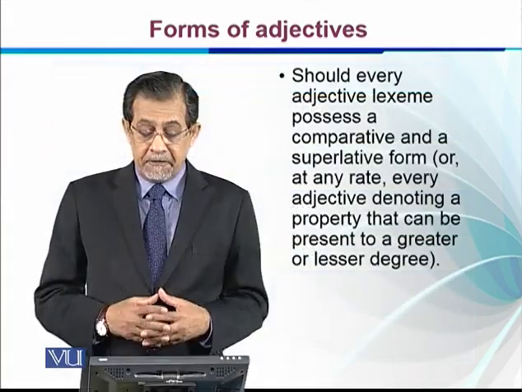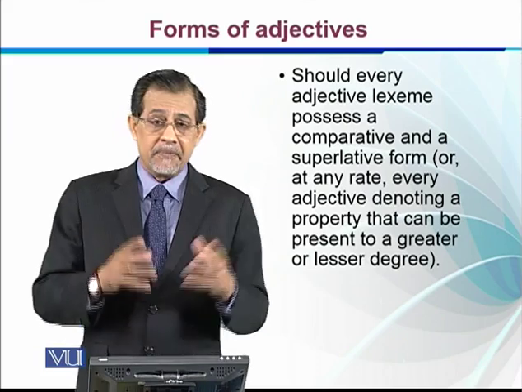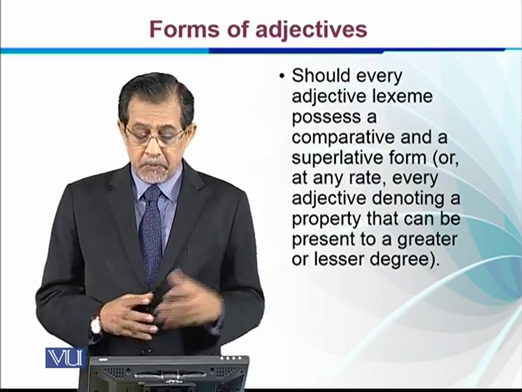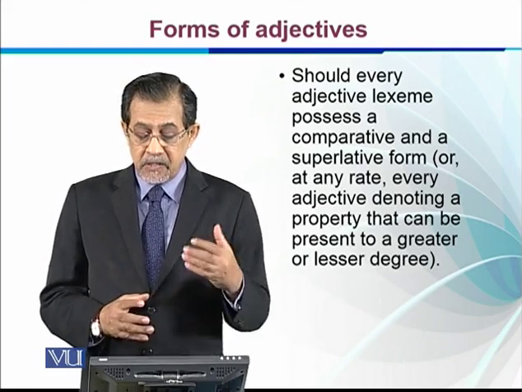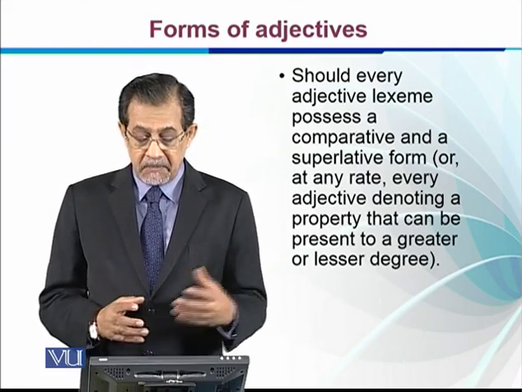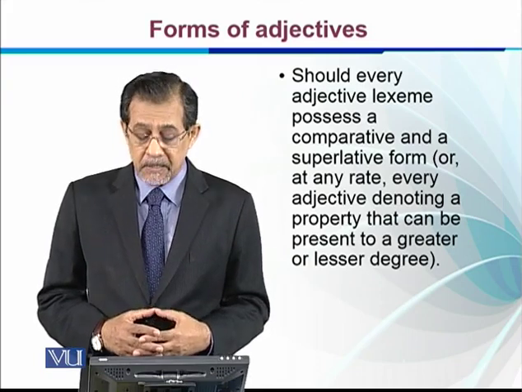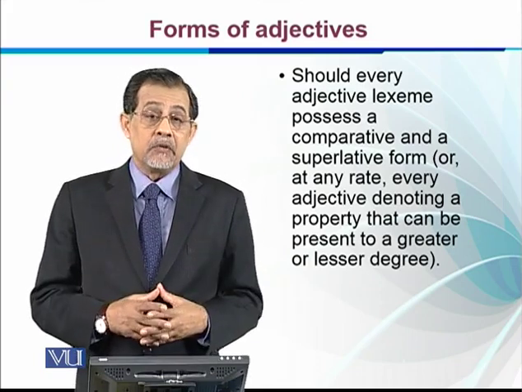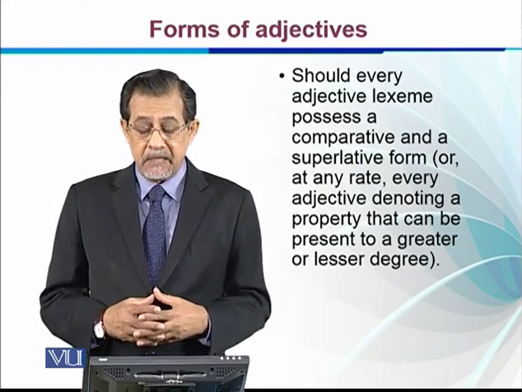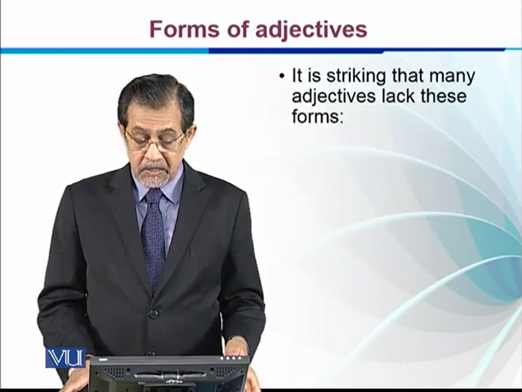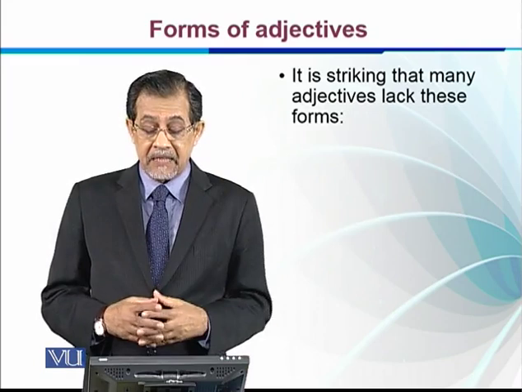Should every adjective lexeme possess a comparative and a superlative form, or at any rate, every adjective denoting a property that can be present to a greater or lesser degree? That is the main question. Should every adjective have a degree like this we have just discussed? It is striking that many adjectives lack these forms.